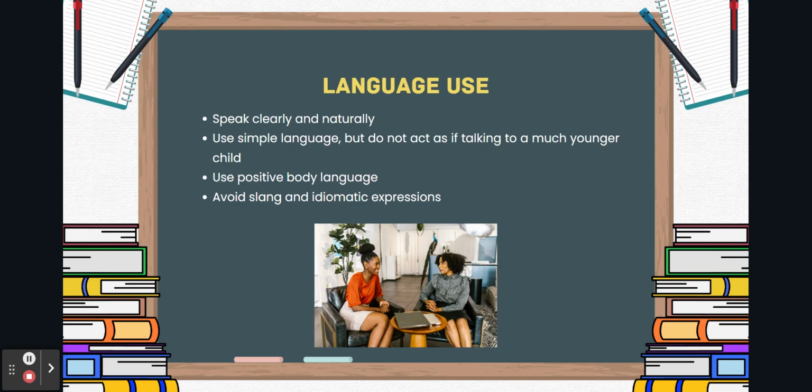Educators can also use positive body language to communicate with students that they're there to be a supportive person in the school. Educators can also avoid slang and idiomatic expressions in their language so that students can more easily understand.